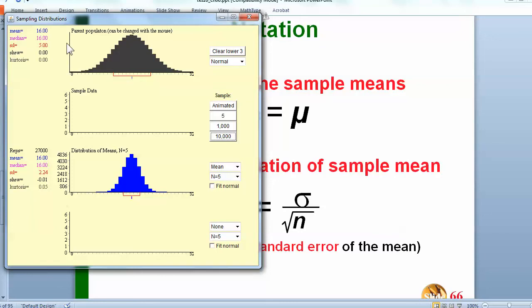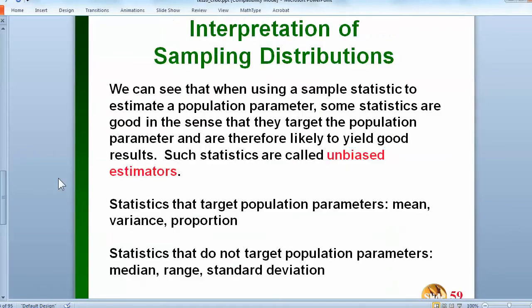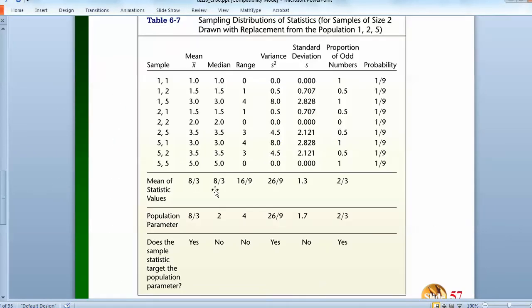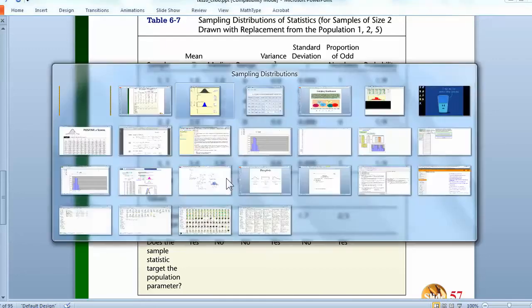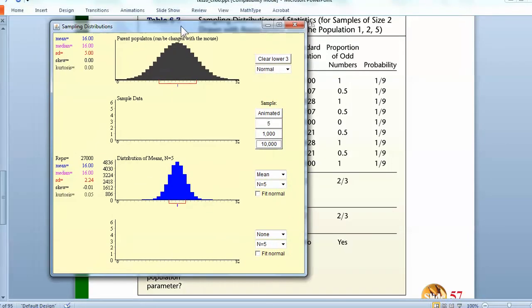Now, by the way, you might be a little misled, because you also notice that the median turns out to be the same. What's that saying? That I was wrong on that slide earlier when I said that the median wasn't going to target the population parameter, that the mean of the sampling distribution of medians wasn't going to target it? No, I wasn't wrong. It's just because in this example, it happened to do that.